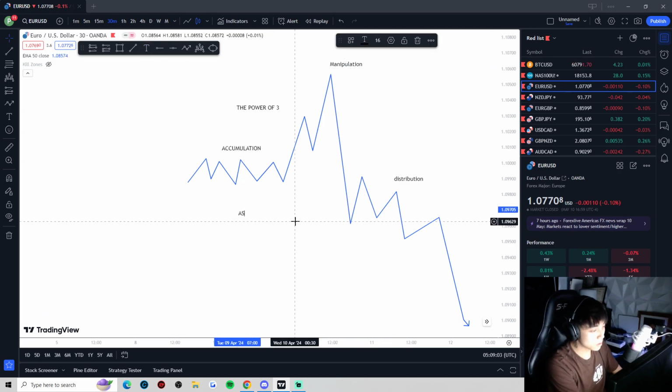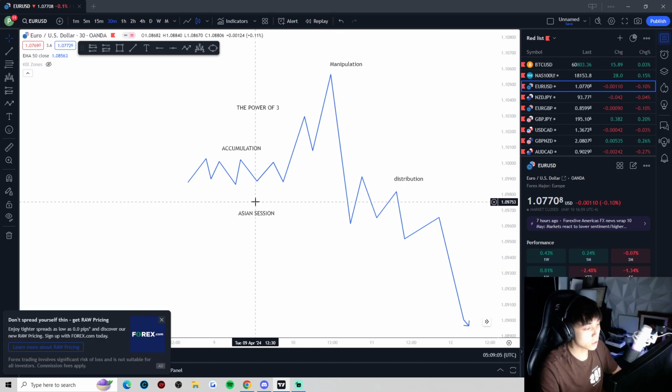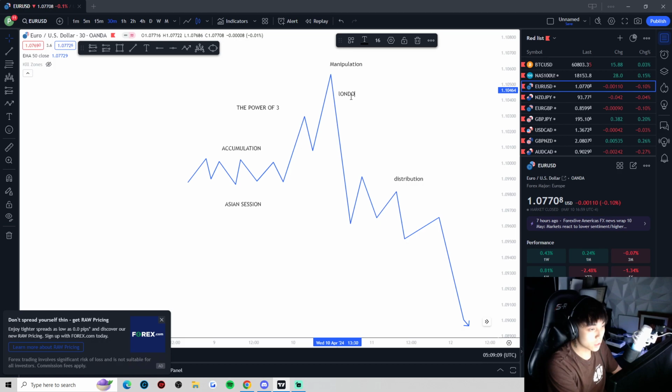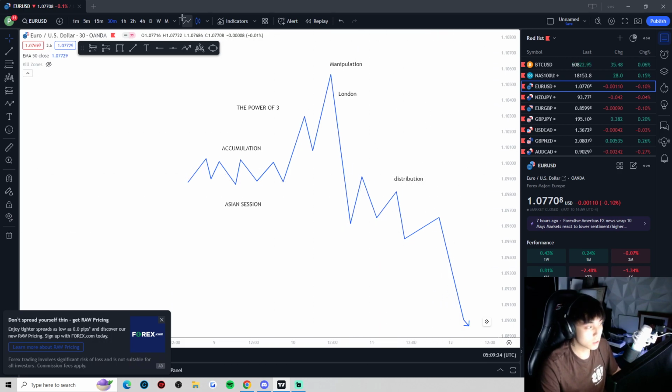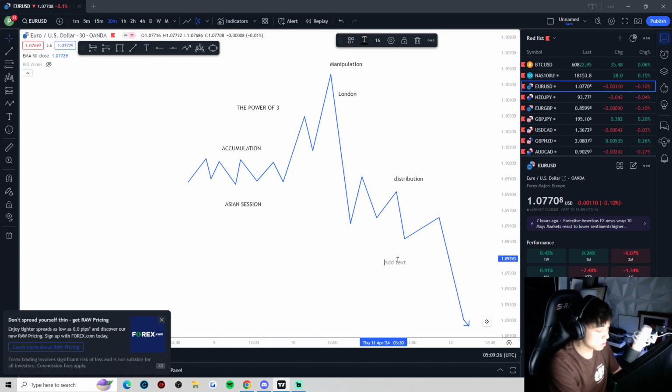It usually happens during the Asian session for the accumulation. It usually manipulates during the London session. This is all based off of Euro USD, guys. I trade Euro USD mostly, so I use this strategy to trade Euro USD mostly. And then the last one is going to be distribution, which is during New York session.